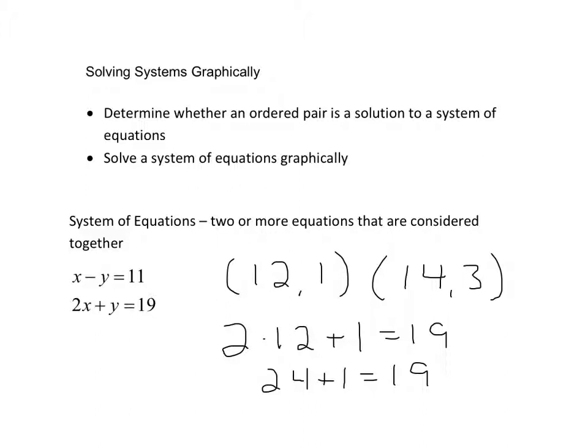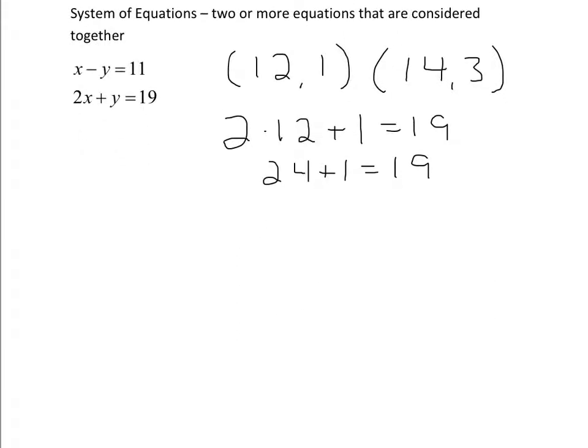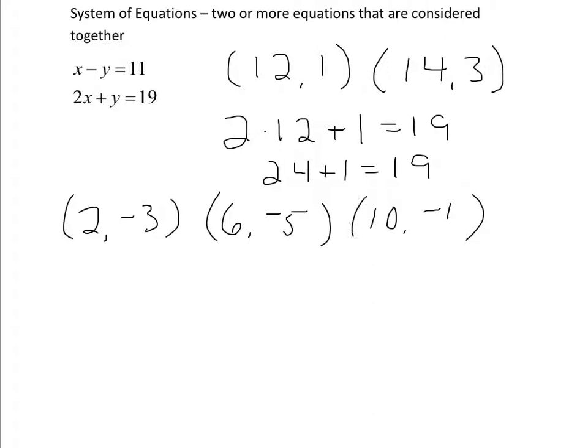Later on in this video, I'll show you ways to find ordered pairs that would make both of these true. But for now, I'm just going to give you practice at seeing if an ordered pair works or not. So I'm going to give you some ordered pairs, and we're just going to plug them in and do the arithmetic. So here we go. 2 for x and negative 3 for y. 6 for x and negative 5 for y. And 10 for x and negative 1 for y.